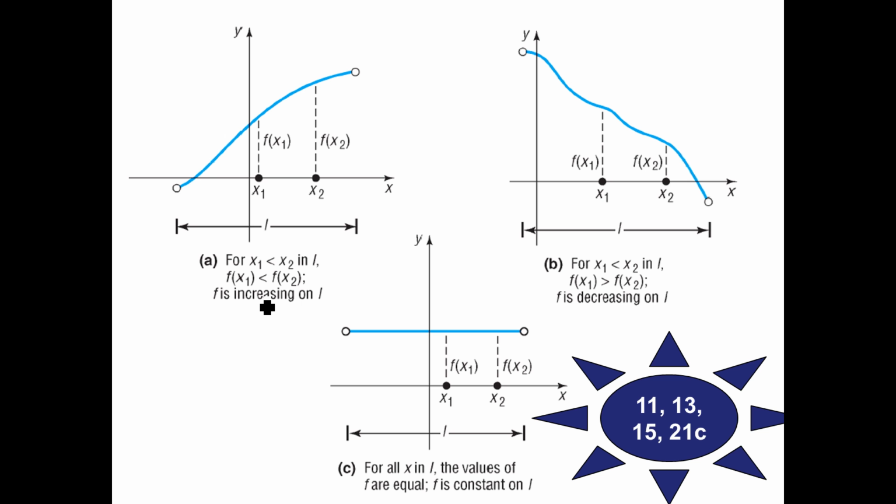Okay, so here's another example. We're increasing here. We are decreasing the whole time. Even though it's not decreasing the same amount, it's still going down the whole time. Here we're constant the whole time. 11, 13, 15, and 21C are yours to try.